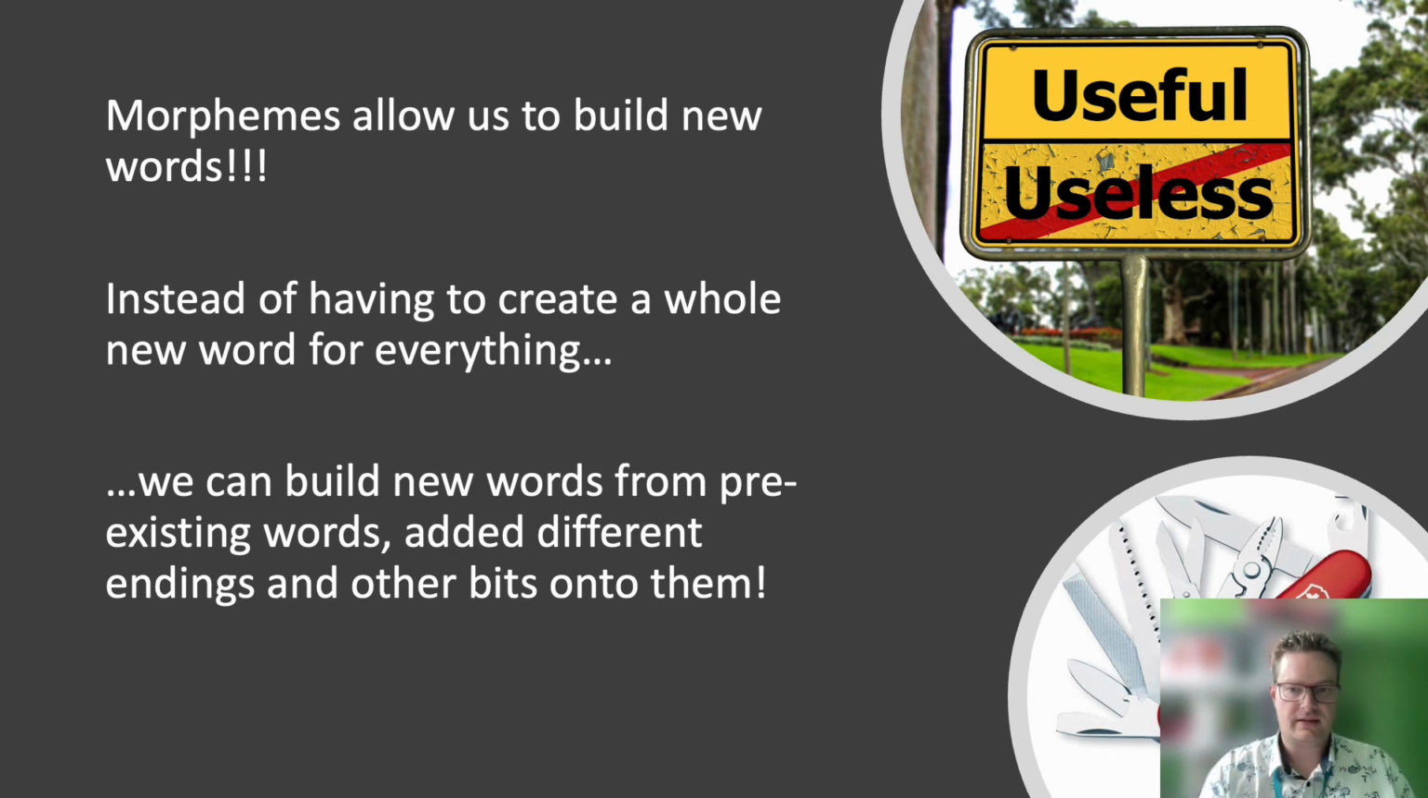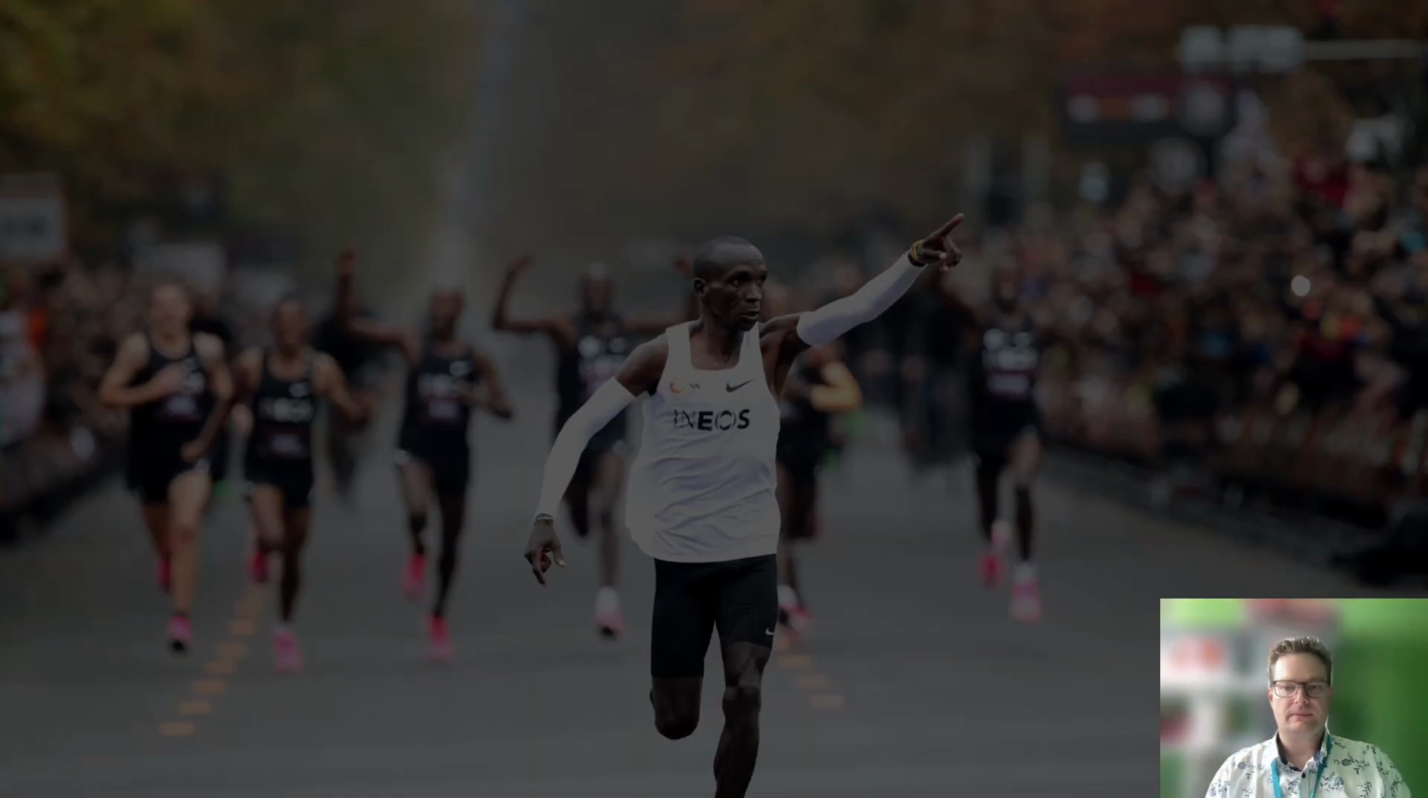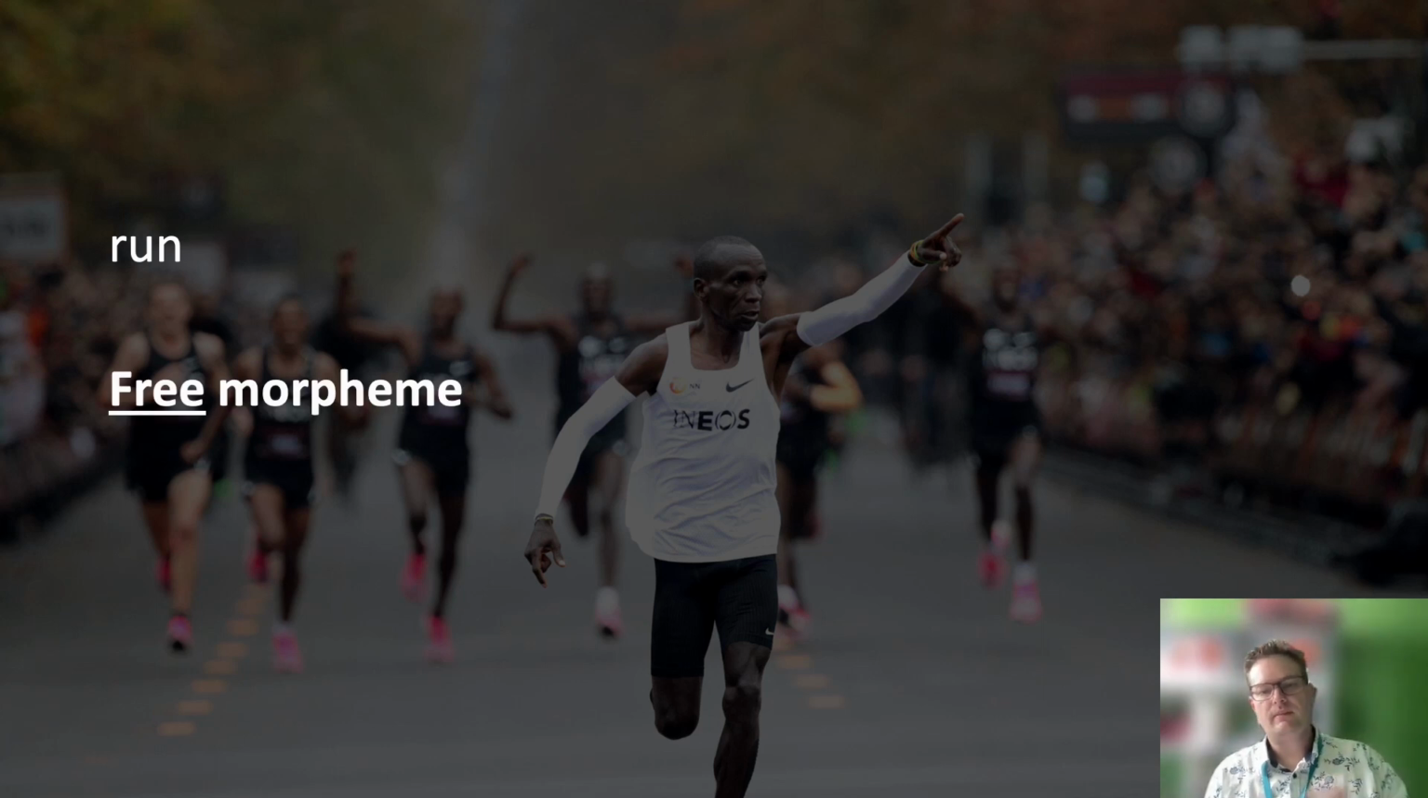So as I said, instead of having to create a whole new word for everything, you get pre-existing words, you add different endings, you add different bits at the start, and you stick things to them and you get bigger words. For example, these people here are in a marathon. They are running. So you've got the word run. So this is a full functioning word on its own. And so you call this a free morpheme.